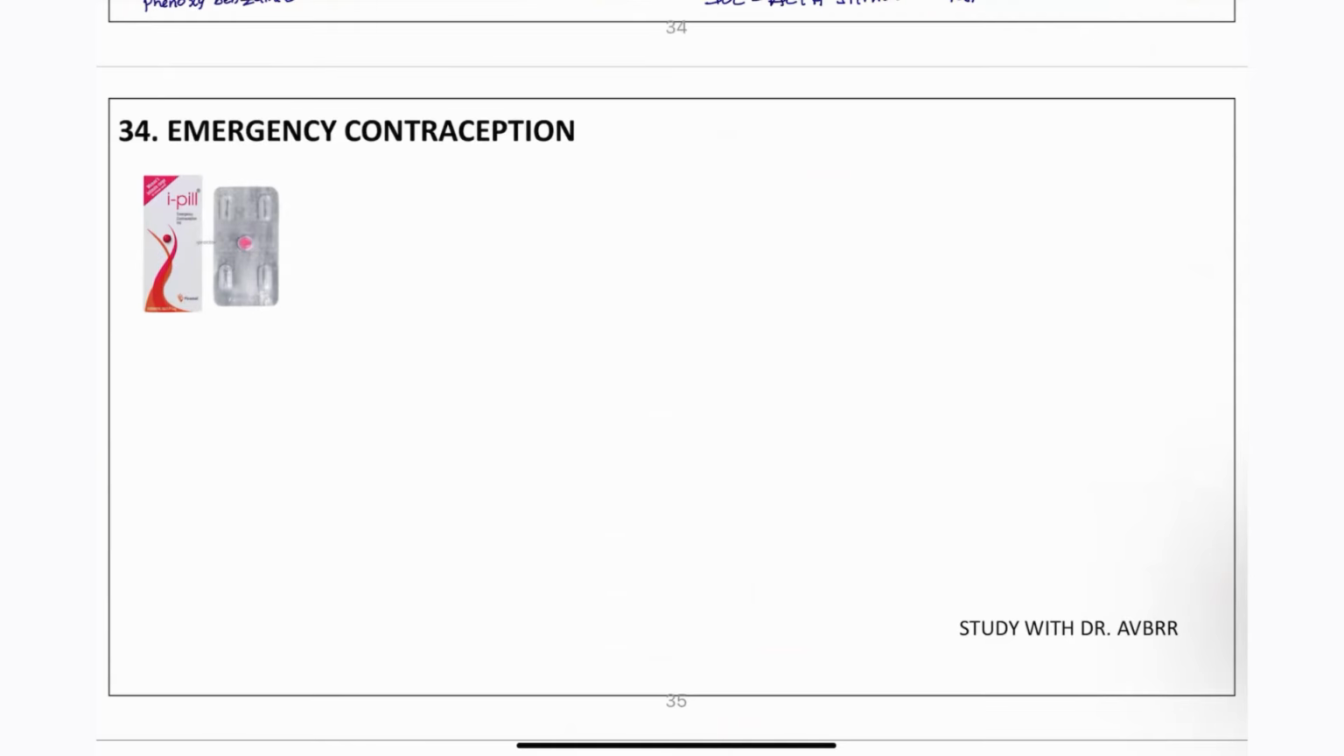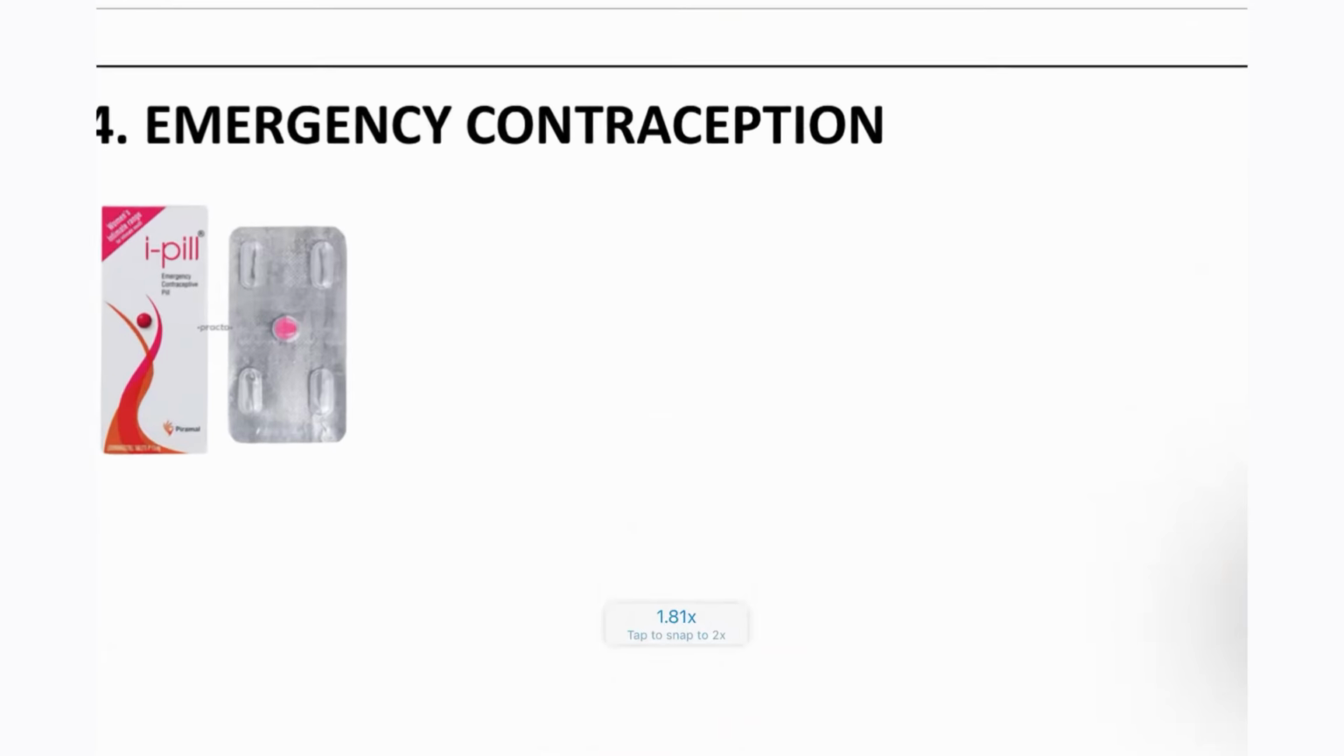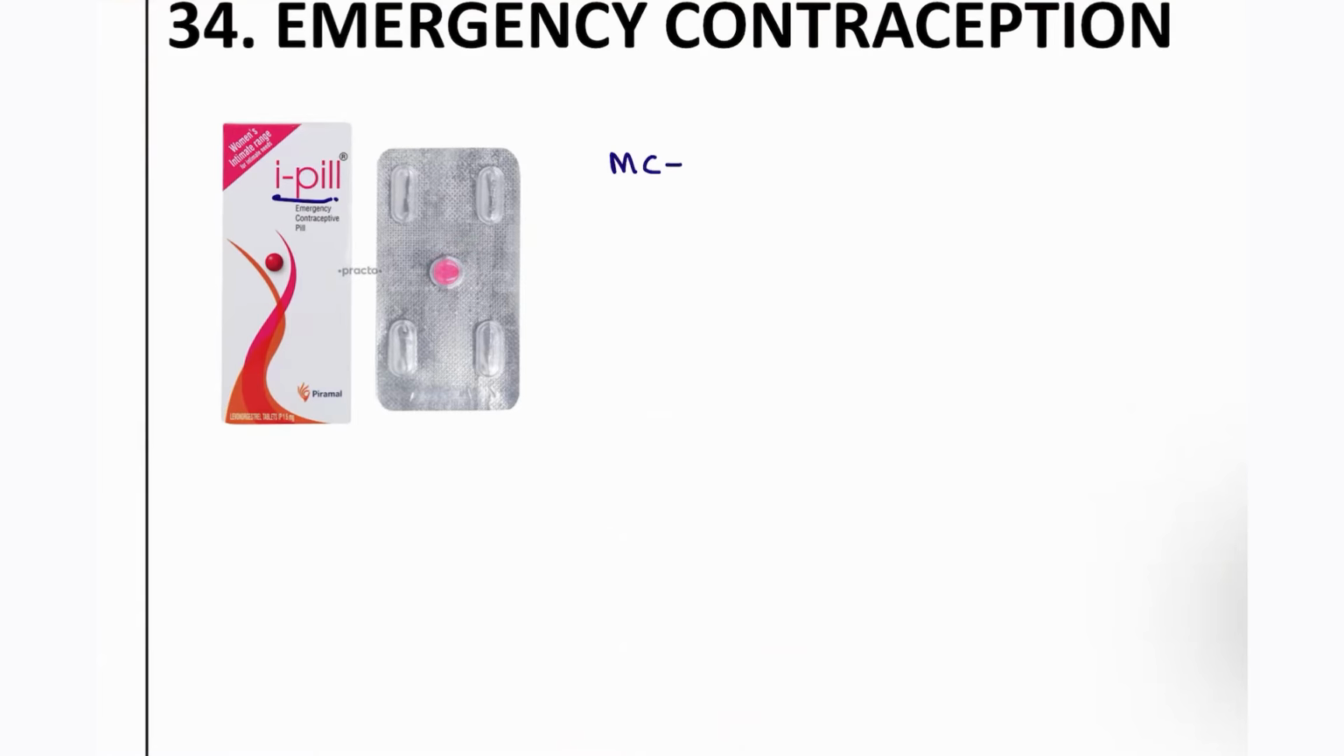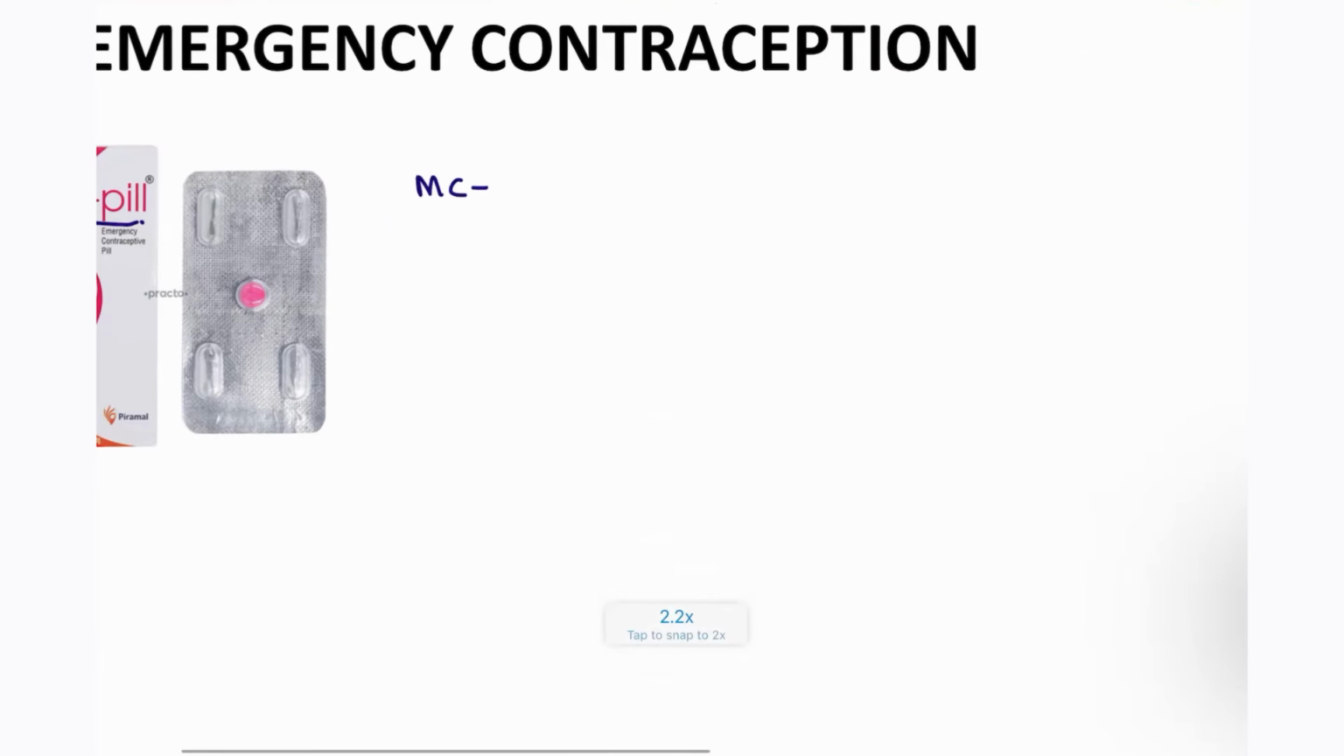Next, emergency contraception. So what is this condition, guys? Basically, whoever is suffering from this, they need emergency contraception if they had unprotected intercourse, right? Most commonly, we are going to use this one. This is commonly known as the I-pill, and this I-pill consists of levonorgestrel.